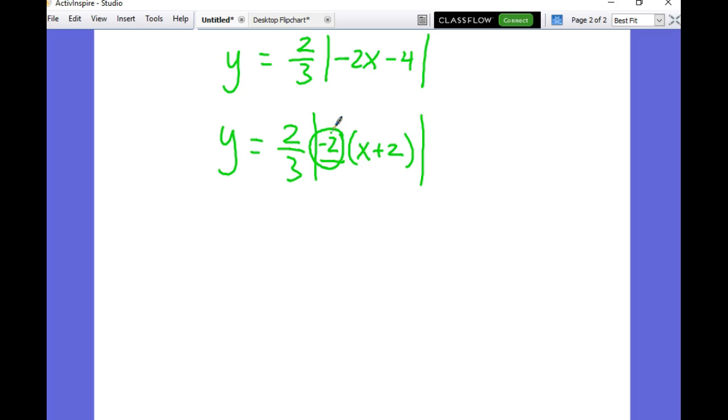You're too far ahead of me. What's the absolute value of negative 2? Just 2, right? So I'm going to multiply 2 here to the top. What's that going to give me? 4 over 3. That's it. I'll test it.